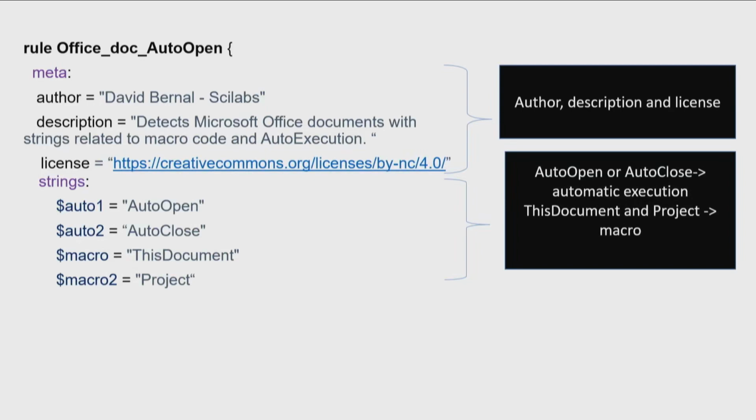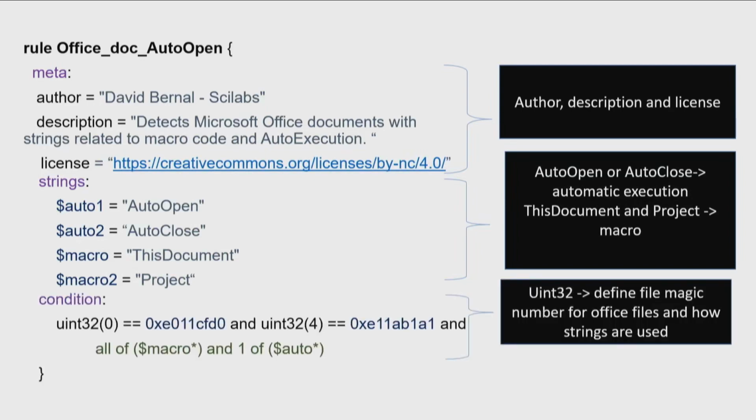Now let's go to the final section, and we can see that at the very beginning I have conditions to identify the file signature of those files, and in the second part I specify the logical condition in which the strings are used. So I want to verify that all the strings related to macros are contained in that file, and at least 1 string that identifies automatic execution. I decided to show this rule because it is going to be demonstrated later on an attack that I have.